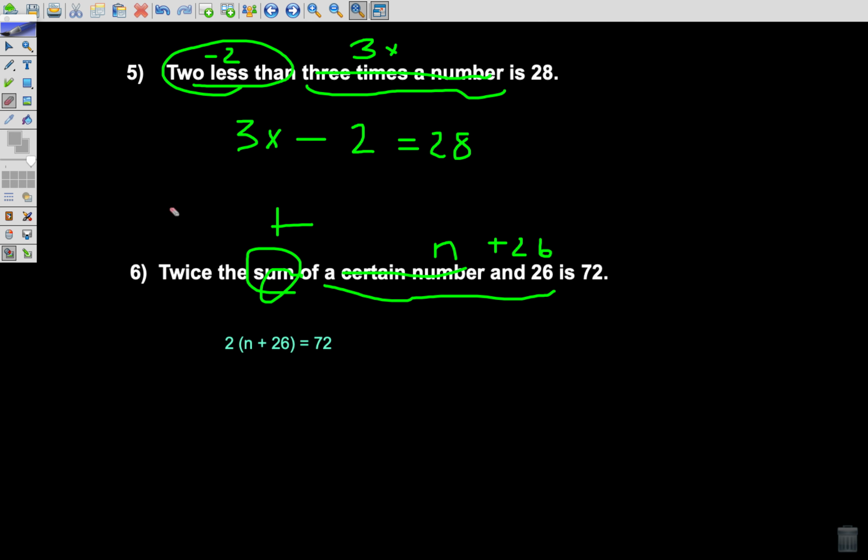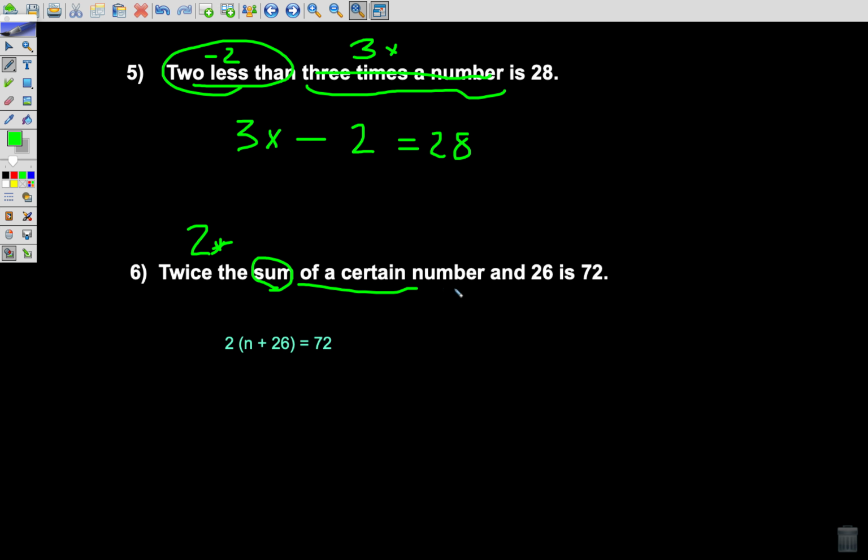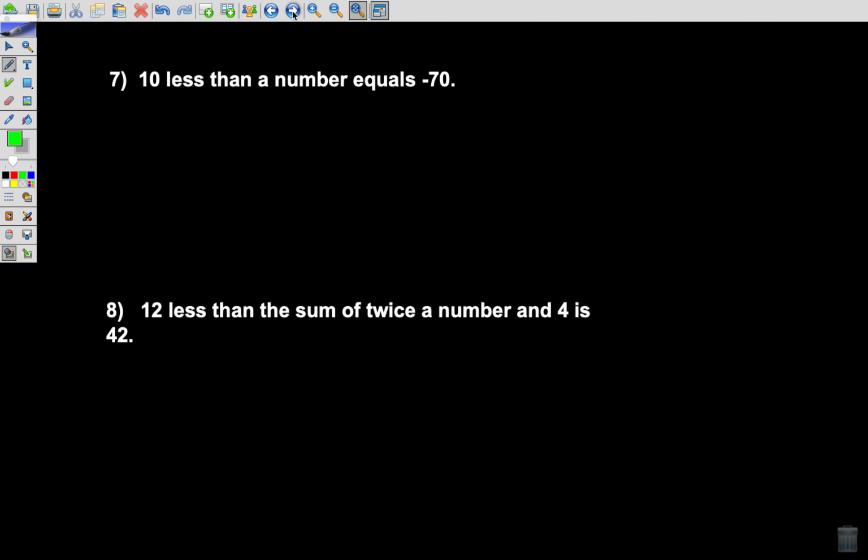So let's look at that again very quickly. Take this away again. Okay, twice the sum. So I'm doing 2 times something, and I don't know what that something is. It's a sum. A sum of what? Anything that follows the word sum. What follows the word sum is a certain number, n, and 26. So I'm going to add those together. Sum means to add. So I'm doing 2 times n plus 26, all of it, and that's why we have to put the parentheses around it down here. Okay? And then is 72, is equal to 72.